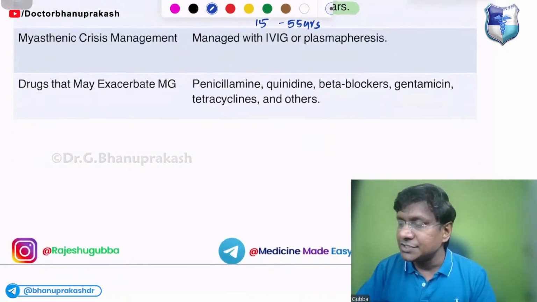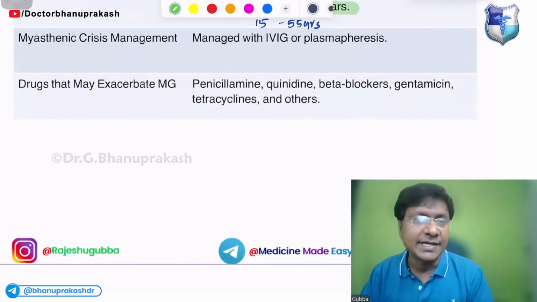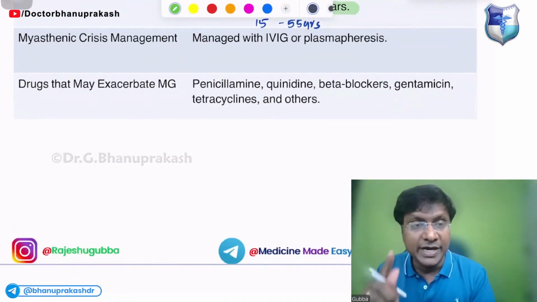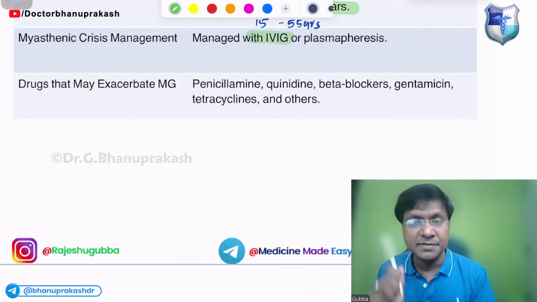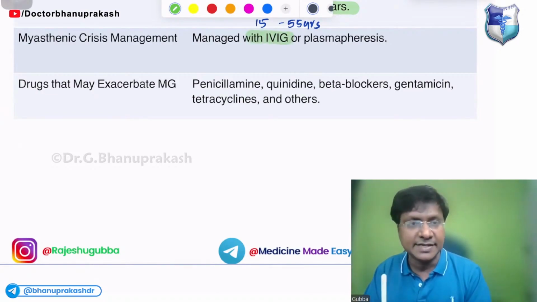And we have a clinical condition called myasthenic crisis. Myasthenic crisis means there will be involvement of the respiratory muscles, and that will cause type 2 respiratory failure. And how will you treat this myasthenic crisis? The drug of choice for myasthenic crisis will be intravenous immunoglobulin.